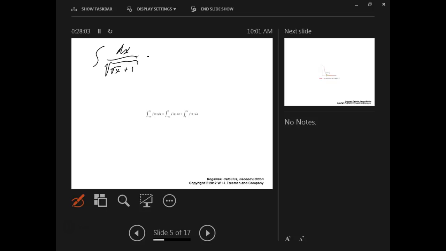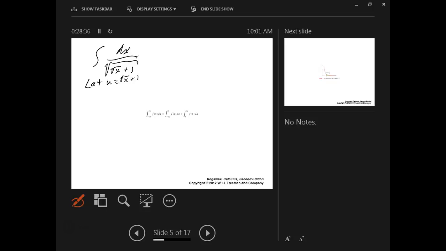Okay. I heard a let u equal something. What did you say it was? Let u equal x? X plus 1? I don't even see that in the problem. How about square root of x plus 1? Or maybe just square root of x.